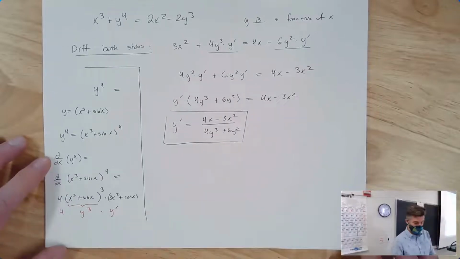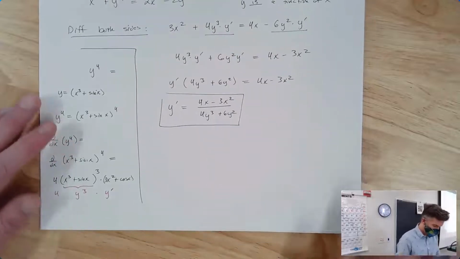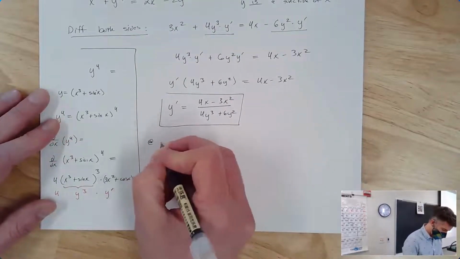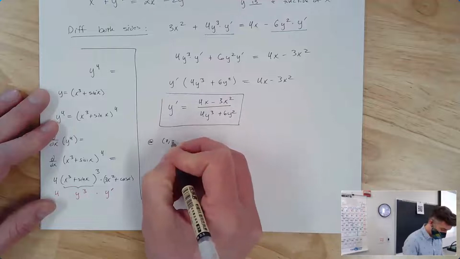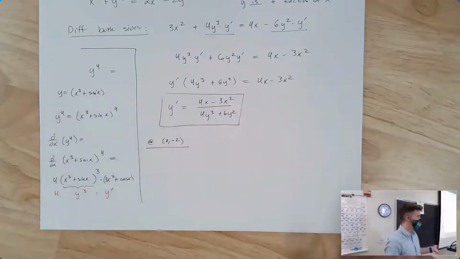And then we're going to find the equation of some tangent lines at various points. So let's work first at the point (2, -2). Here's the thing: we already know almost the whole answer.